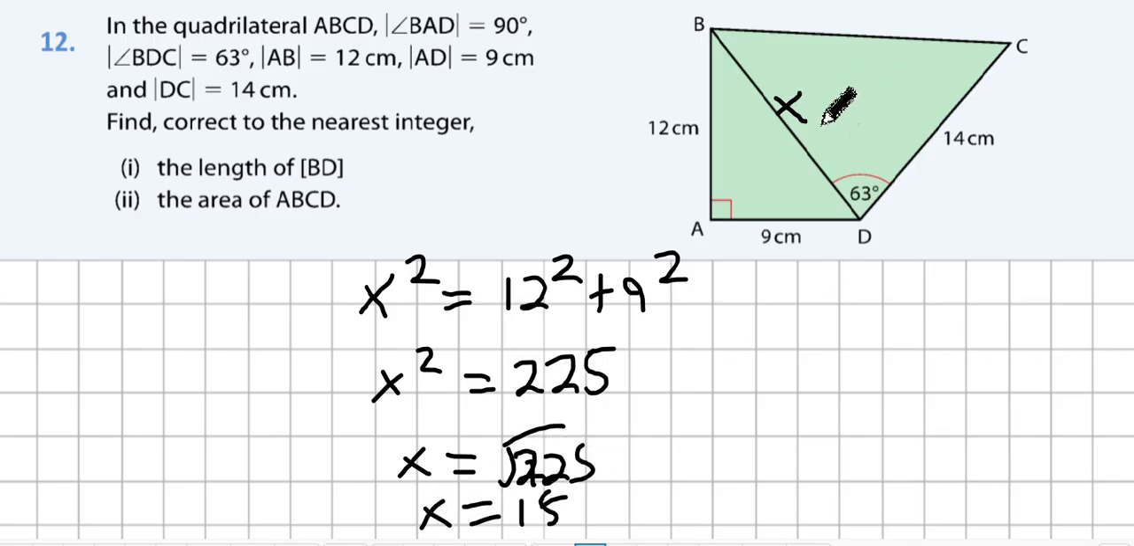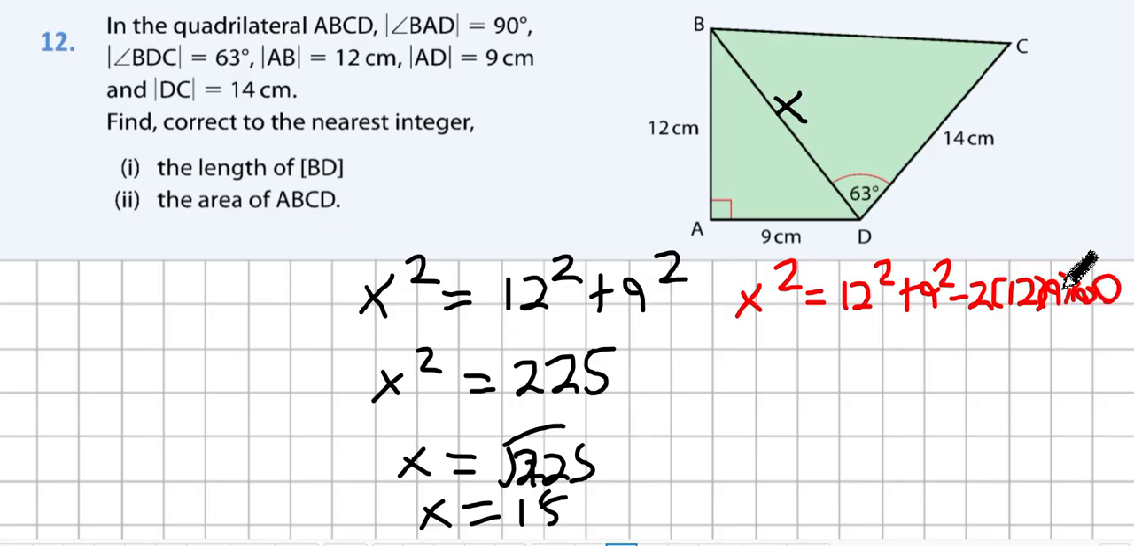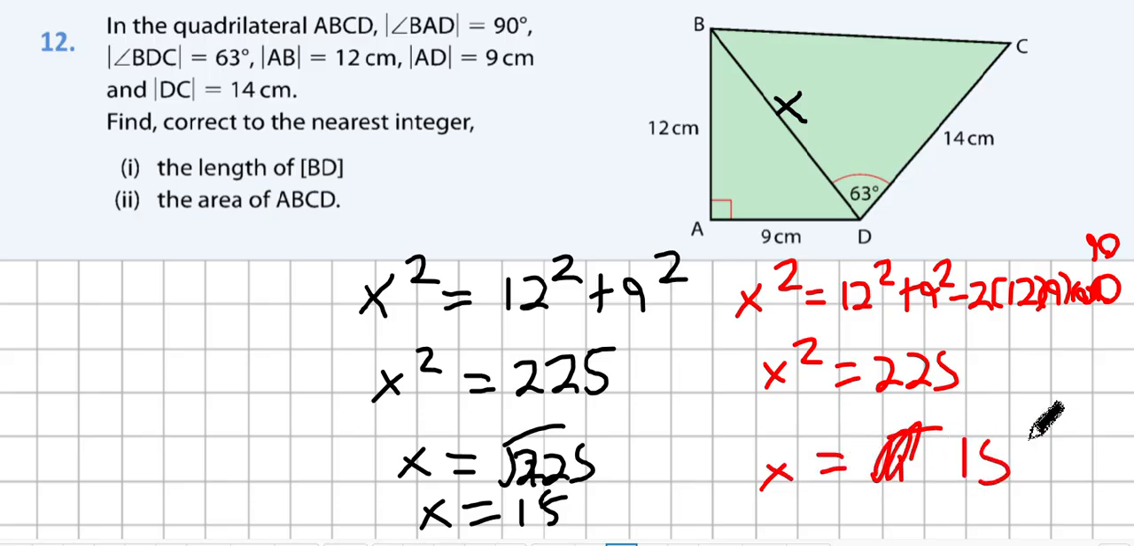It's also possible to use the cosine rule. Somebody used the cosine rule over there, which also works. You would have got x squared equals 12 squared plus 9 squared minus 2 times 12 times 9 cos 90. And you find out it's actually the exact same answer, 225. And then you square root the answer and you get 15. You can't do the sine rule. The sine rule won't work.